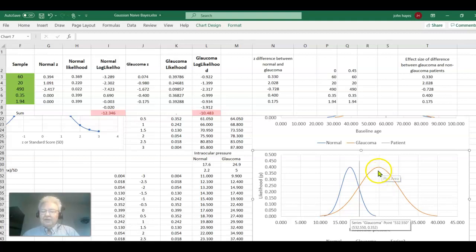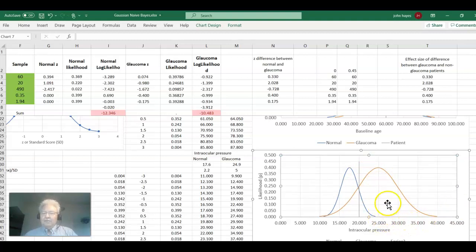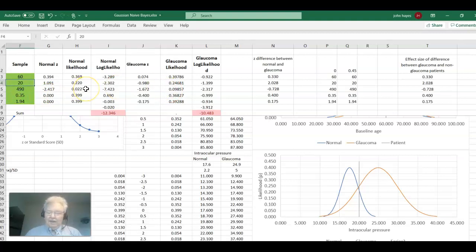But you can see there's a shift to the right, higher IOP, and that's why people look at IOP, because there's this shift going over here. But there's a lot of people who are normal or who have glaucoma that have values down here, just to kind of show you how this works. And let's make their IOP 15. Now you're over here.